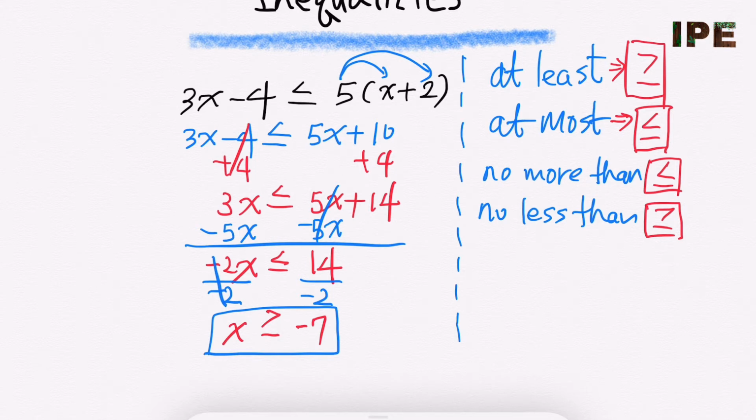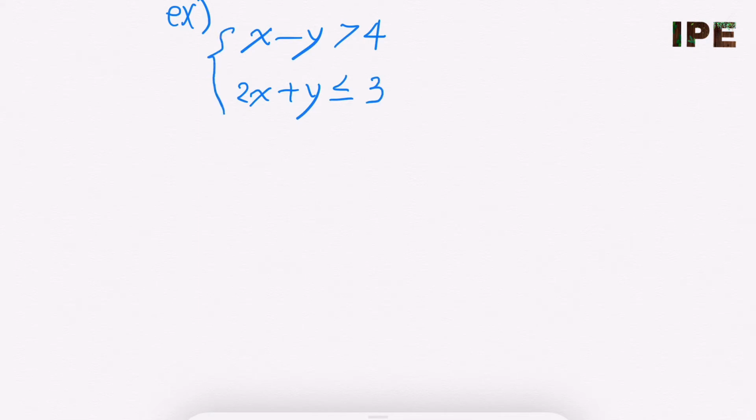So now I'm going to explain systems of linear inequalities. I'll explain how to solve a system of inequalities with an example. What about x minus y is greater than 4, and 2x plus y is less than or equal to 3? How can you solve this system of inequalities?